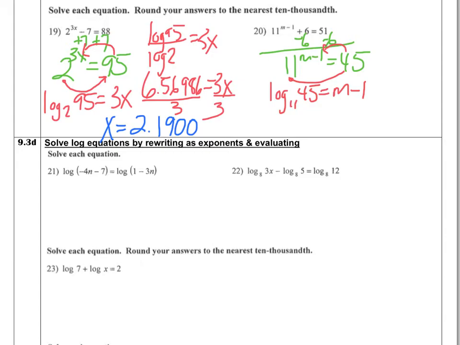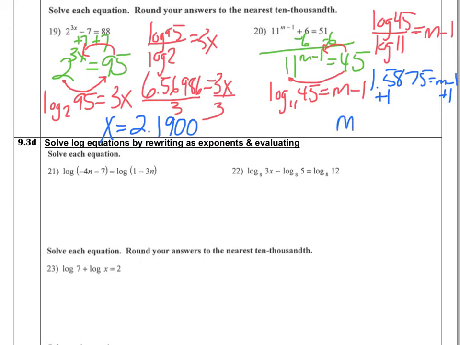Let's now do the log of 45 over the log of 11 in the calculator, and it's equal to m minus 1. When you do that, you're going to get 1.5875 equals m minus 1. Let's solve for m. To do that, we're just going to add 1 to both sides. Therefore, m in this case is going to be 2.5875 as our final answer.